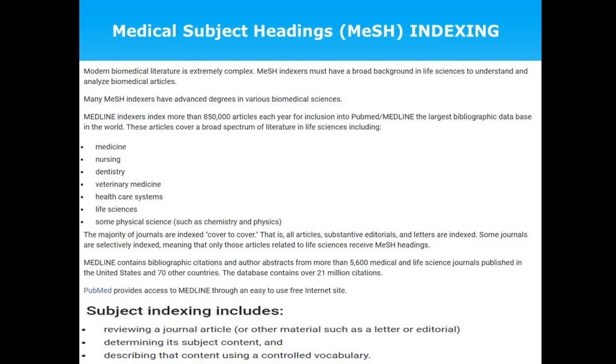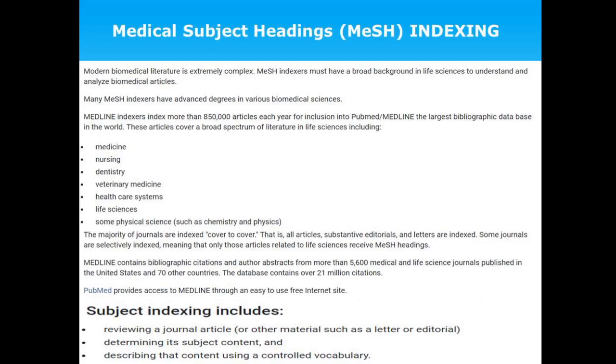They index more than 850,000 articles each year for inclusion into the PubMed Medline databases, which is the largest bibliographic database in the world. They cover a broad spectrum of literature in disciplines varying from medicine, nursing, dentistry, veterinary sciences, healthcare systems, life sciences, and some physical science subjects also. The majority of the journals are indexed cover to cover.